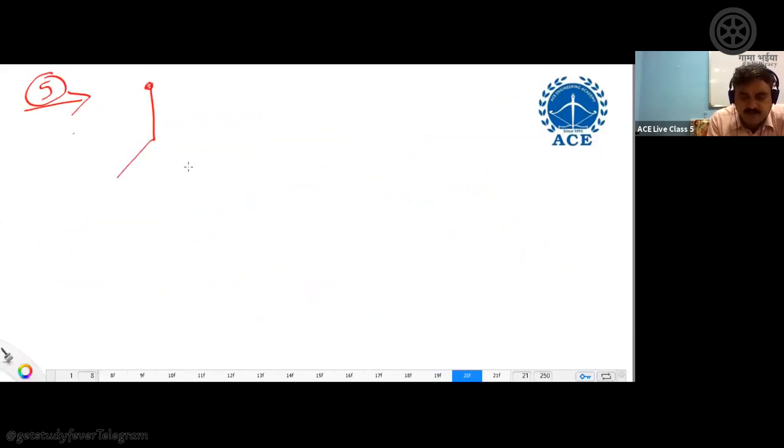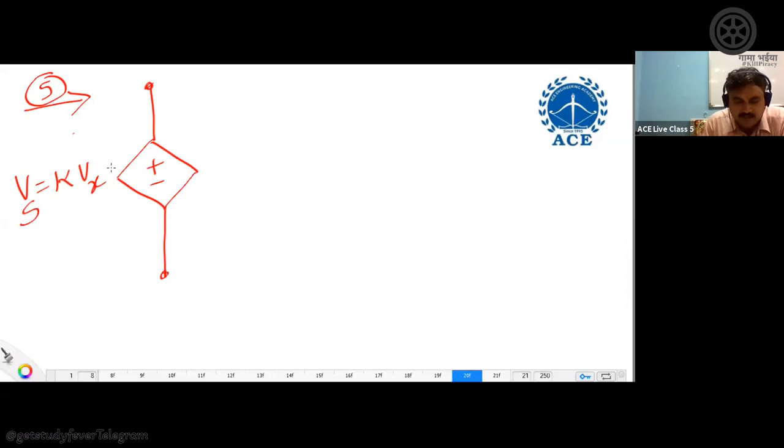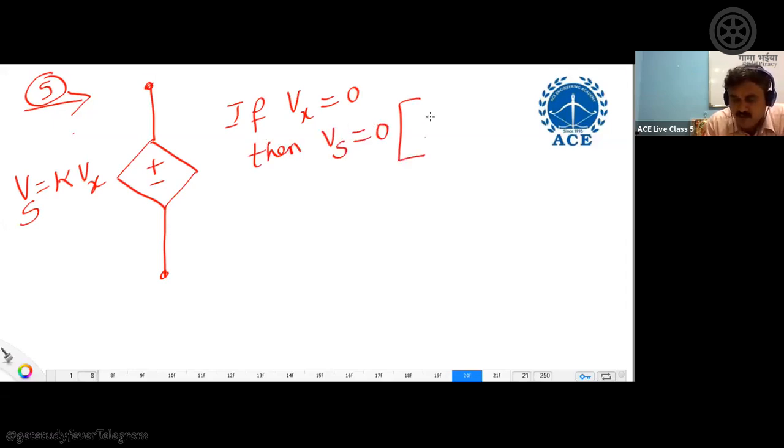Suppose let's assume you have a dependent source. Let's assume it's a voltage source, and the value of this voltage source is Vs equal to some constant K into Vx. Now this dependent voltage source can be replaced by a short circuit if the value of Vx becomes 0, then the value of Vs happens to be 0. That means only in that case it is becoming short.